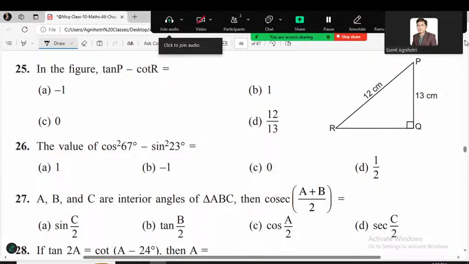This is 12, this is 13. Oh, it's not possible. It can't be 12. Let's say it is 12. It is 13. Okay, let's say this is 13 and this is 12. It is okay. 169 minus 144.